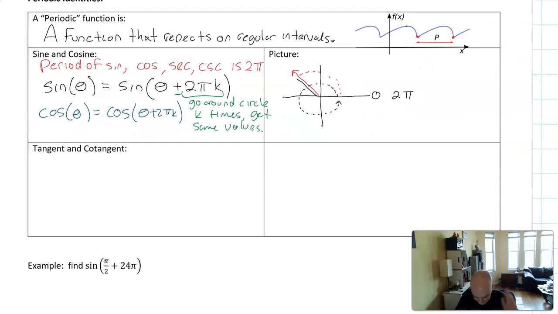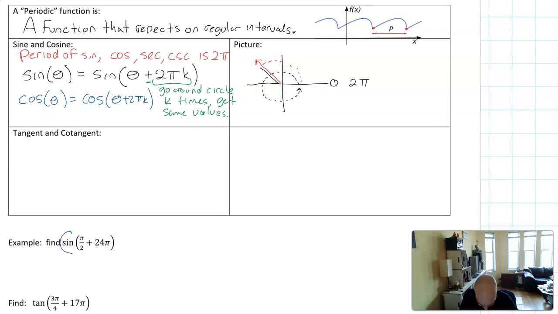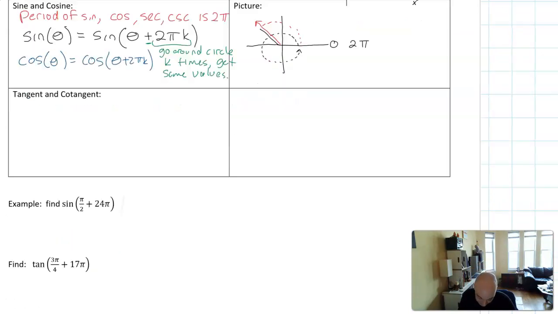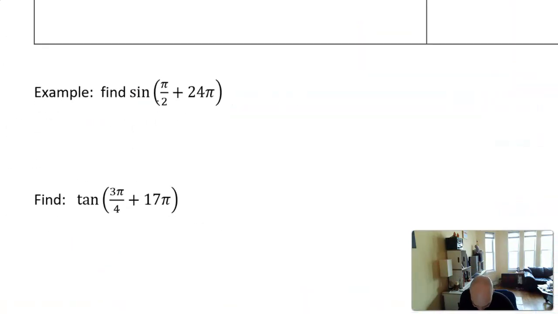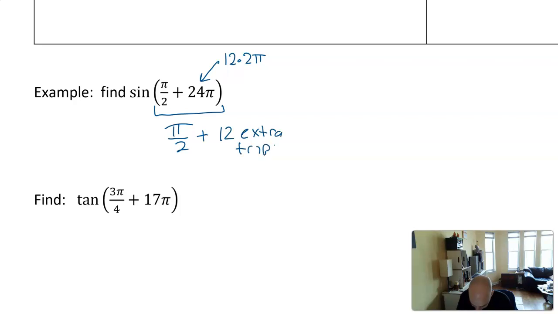Let's do an example with that really quick. Say that I had to find sine of pi over 2 plus 24 pi. Well, I think the naive way to approach it would be to figure out what that is as a radian and then compute that. But instead I'm just going to think about 24 pi as 12 times 2 pi. So this whole angle is just pi over 2 plus 12 extra trips around.